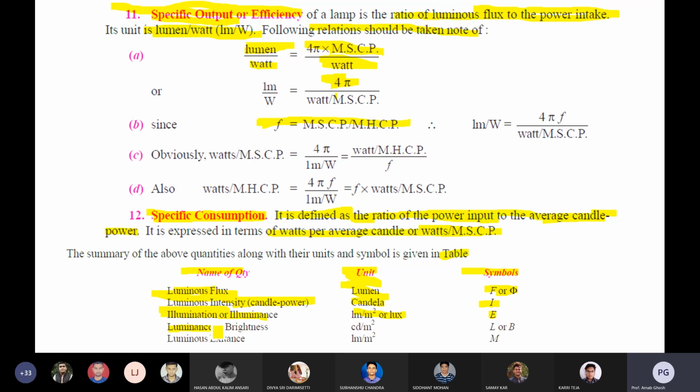Now luminance or brightness: it is candela per meter square, meaning luminous intensity divided by area. It is known as L or B. And luminous excitance is lumen per meter square, with symbol M. These are the basic symbols and their units.